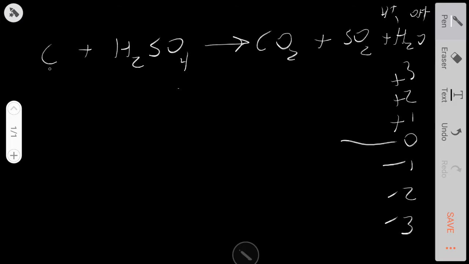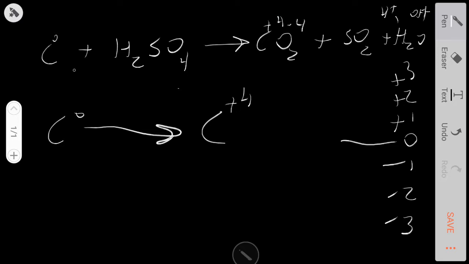Alright, so carbon went from 0. And then over here, it has 2 oxygen. Each one is -2. So for carbon, this is a total of -4. So carbon has to be +4. So carbon is +4. Hydrogen, each one is going to be +1. So the total here is +2. This is -8. Total is -8. So +2 plus something -8 equals 0 because there's no charge here on the sulfuric acid. So that means it has to be +6.